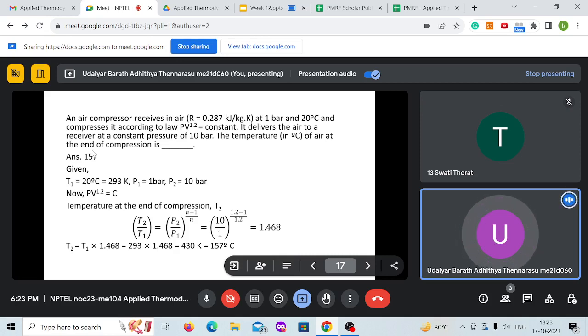So it will come out to be T2 by T1 equals P2 by P1 raised to power n minus 1 by n. Here n is 1.2. So we know the pressures, so we can find out the pressure ratio. Pressure ratio will be 10, and 10 raised to power 0.2 by 1.2, which is 1.468. So your discharge temperature is nothing but your inlet temperature into 1.468, which will come out to be 430 Kelvin or 157 degrees Celsius. So it's a fairly simple question.